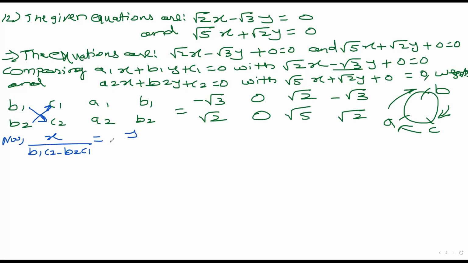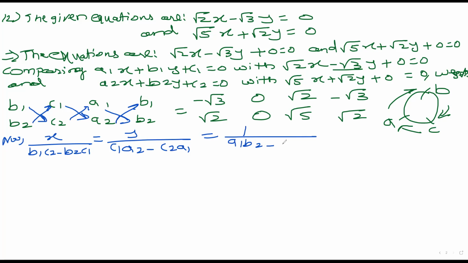Great. So is equal to y upon, again, if you take y, you don't take the coefficients of y. So you take these multiplications: C1 into A2 minus C2 into A1, is equal to 1 upon. So finally, 1 upon, you don't take the constants. So what do you take? You take these two: A1 B2 minus A2 B1. Now our job is to substitute the values.